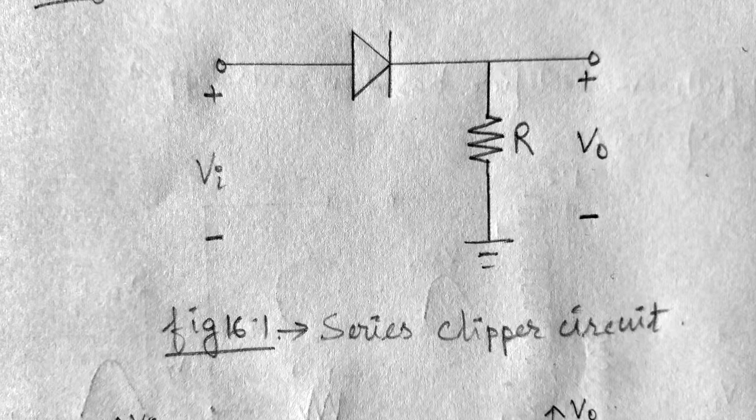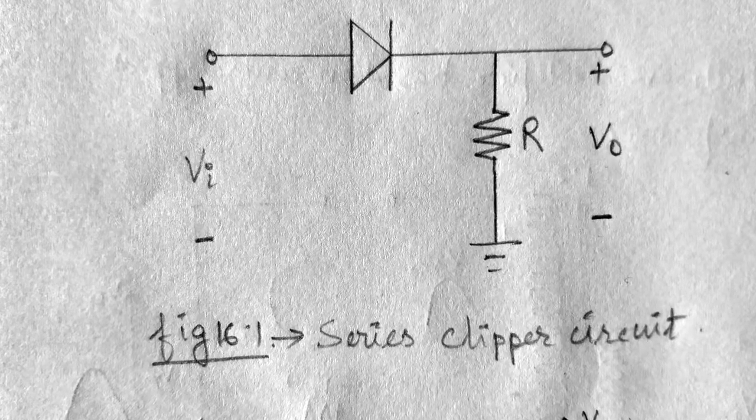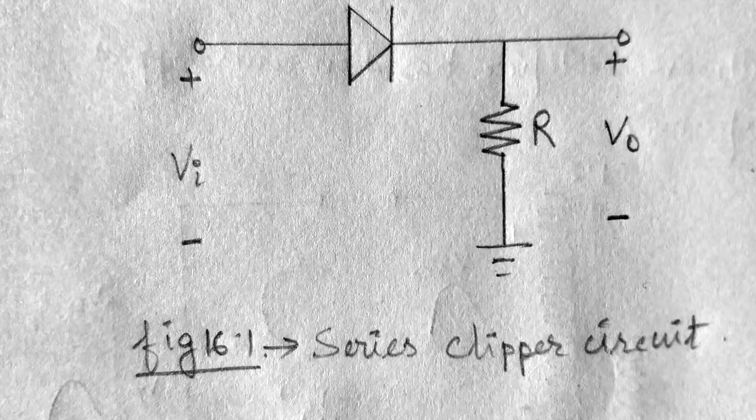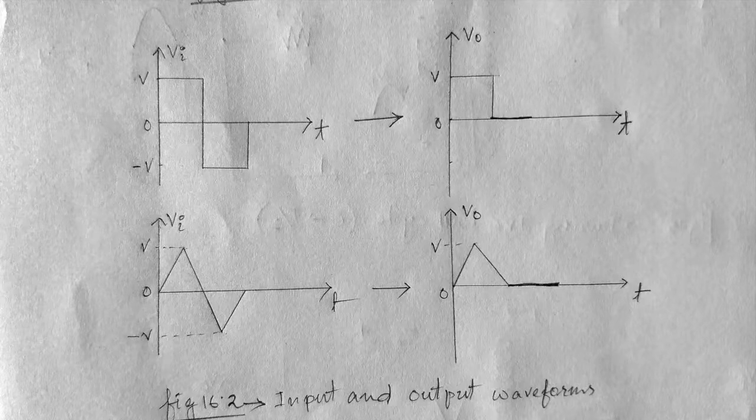In a series clipper, as shown in the figure 16.1, the diode is in series with the load. The response of the circuit is shown in this figure. The output is similar to that of sinusoidal waveform, in the case of half-wave rectifier. Also, there are no boundaries for signals that can be applied to a clipper circuit.